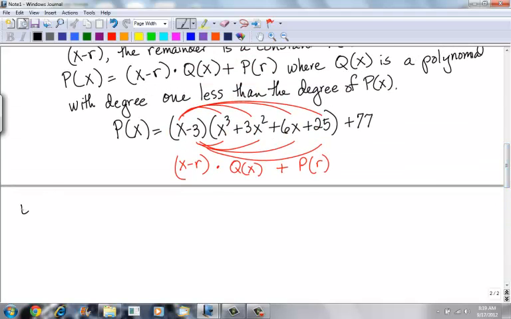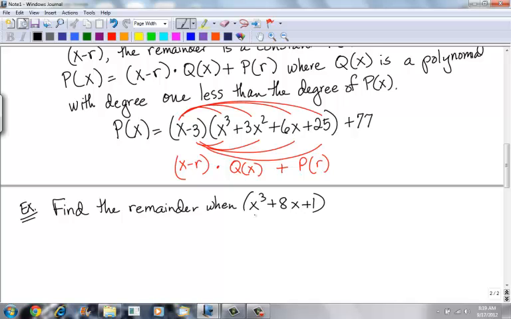Okay. Say they ask you to find the remainder when x cubed plus 8x plus 1 is divided by x minus 2.